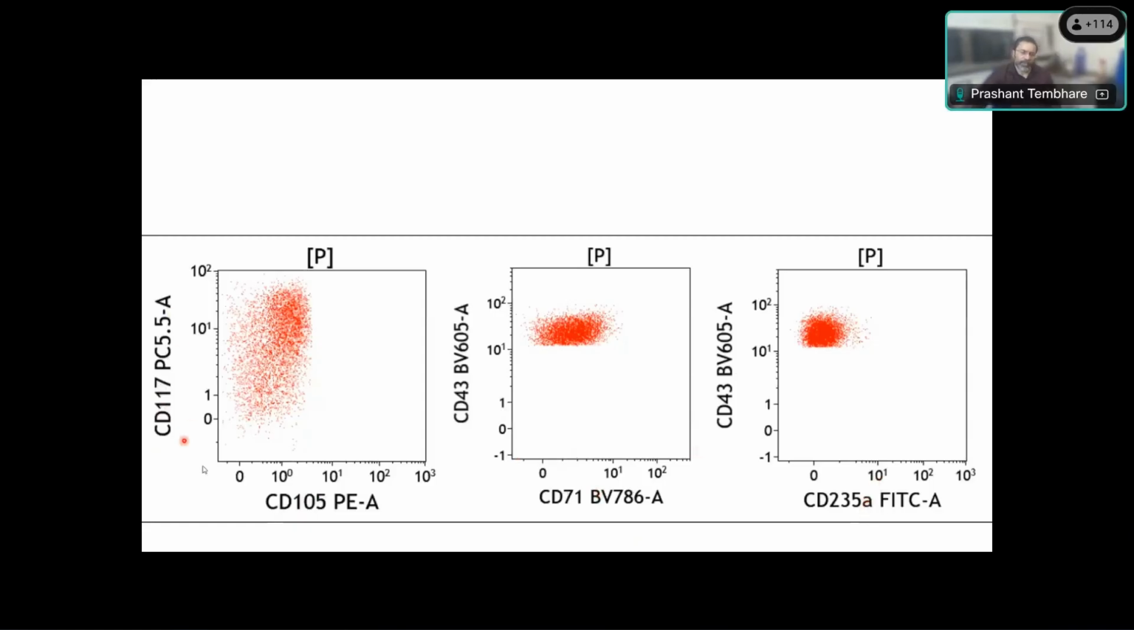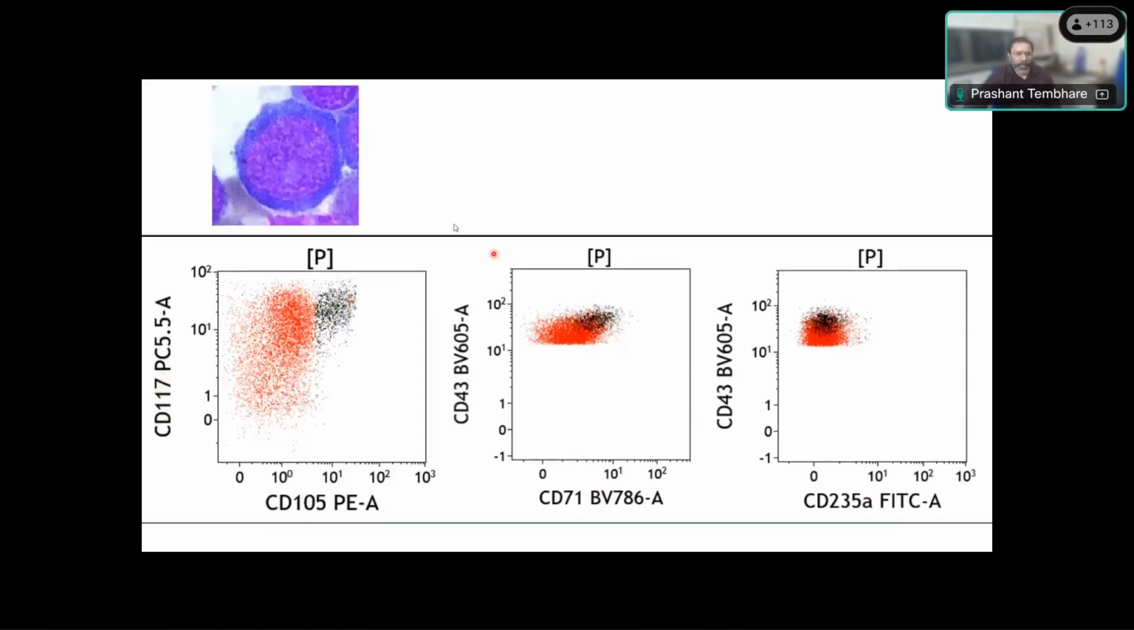Okay, if you take this combination, the earliest precursors are usually positive for CD117 and negative for CD105. The next immediate stage, the typical pronormoblast, is positive for CD105 as well as CD117, but negative for CD34. So CD117 positive, CD34 negative and CD105 positive are the typical pronormoblast. They show strong expression of CD43 and intermediate expression of CD71. They are typically negative for CD235A, which is glycophorin A.